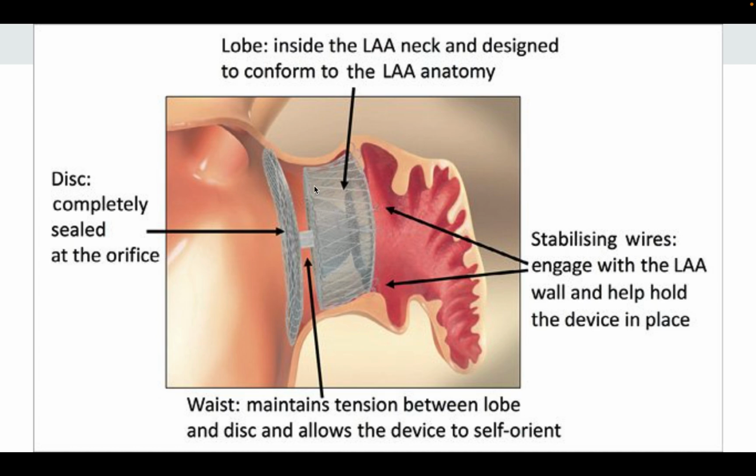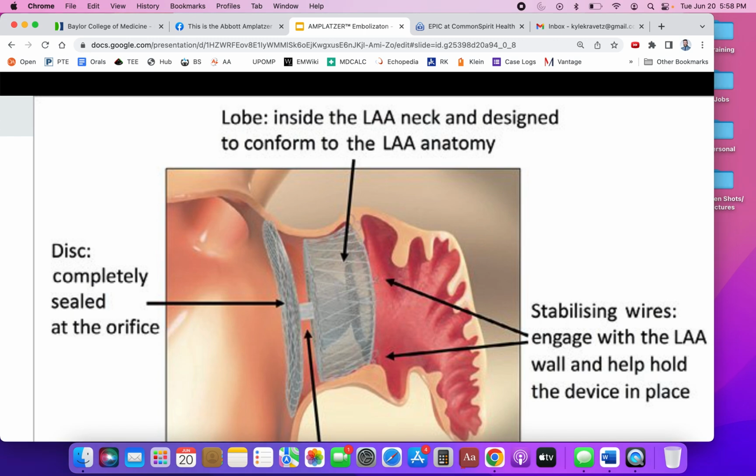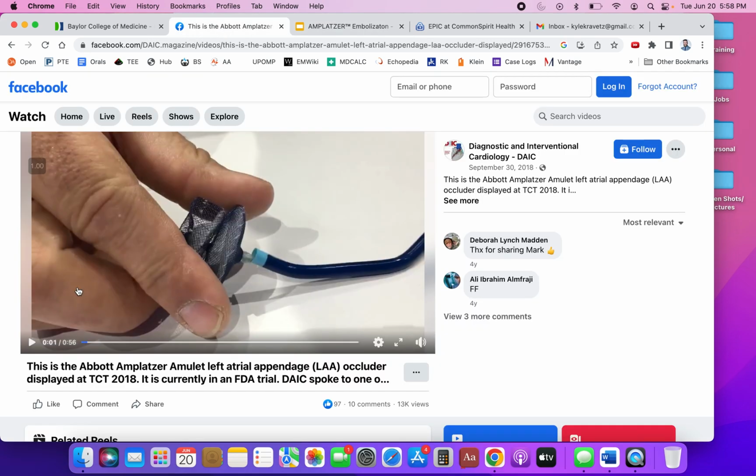It is not a benign real estate, and so you have to have a careful balance between low and high compression. And unfortunately, embolization is higher in the Amulet population, and we're going to talk about that. But first, I want to show you the device itself.